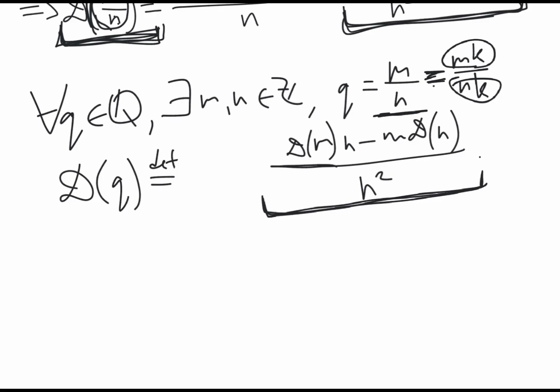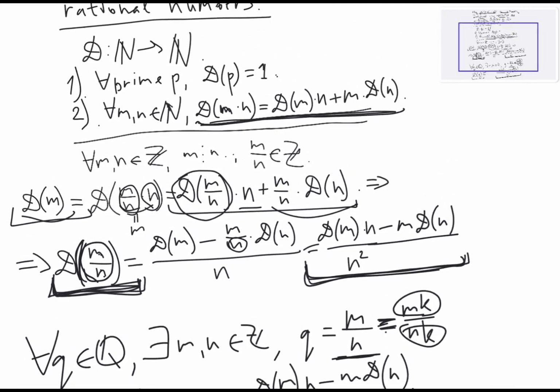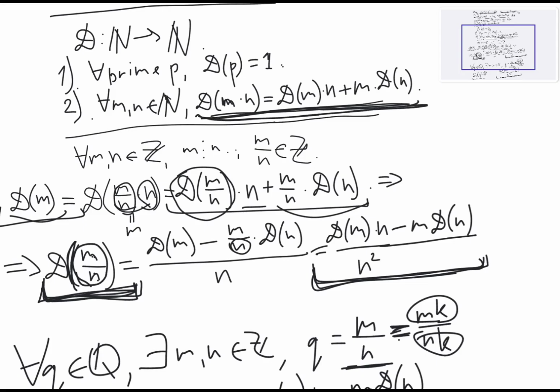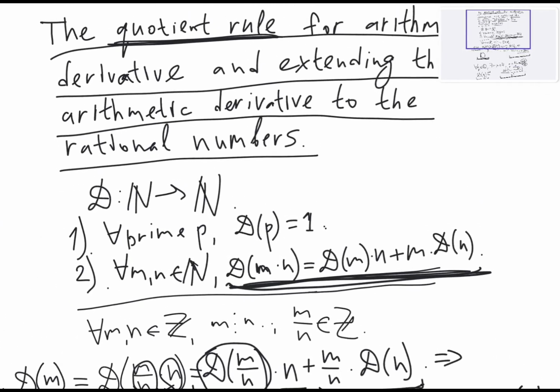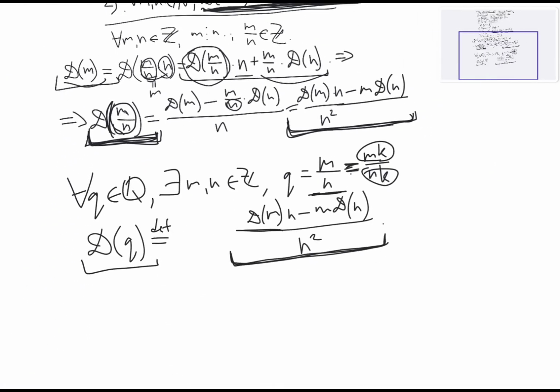Another thing that we need to prove is that for the resulting function, for all rational numbers, the product rule would still hold. That's the main thing, because what we mean by extending the arithmetic derivative is not just to define it to something and that's it, but to define it so that the product rule would still hold for all rational numbers. That's the whole point of extension.